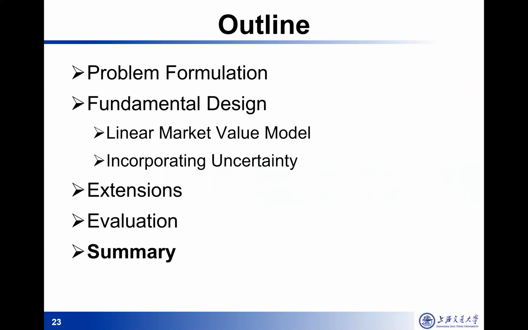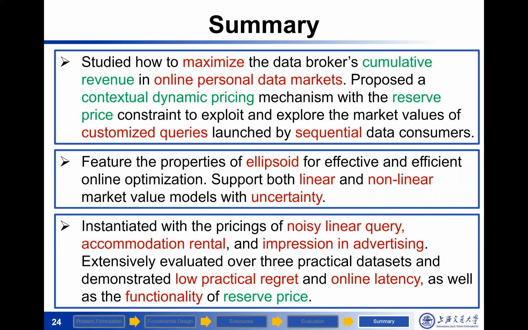Finally, let's conclude the talk. We studied how to maximize the data broker's cumulative revenue in online personal data markets. We proposed a contextual dynamic pricing mechanism with the reserve price constraint to exploit and explore the market values of the customized queries launched by sequential data consumers. The proposed pricing mechanism features the properties of the ellipsoid for effective and efficient online optimization. It also supports both linear and nonlinear market value models with uncertainty. We instantiated with the pricing of noisy linear query, accommodation rental, and impression in advertising.